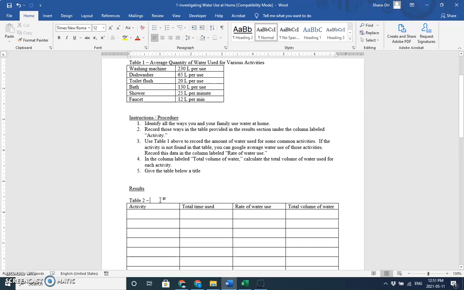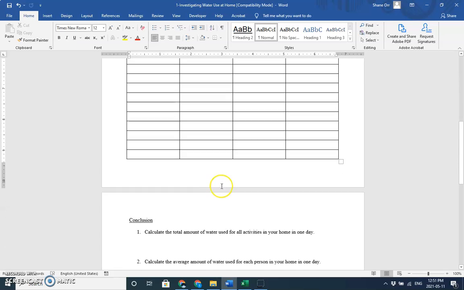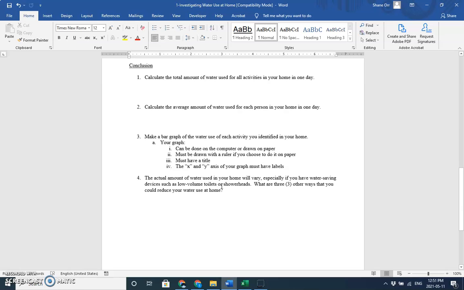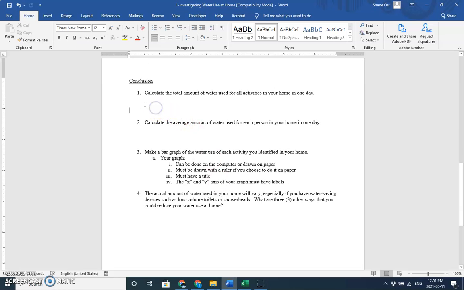And if you don't have a printer at home, you can always just copy this into a Google Doc and fill it in on a Google Doc and attach it that way as well if you'd like. And then down below here, I've got some conclusion questions that you need to fill in. So again, you can just put the answers here in the blanks provided and write them in, or if you'd like to type them in on a Google Doc, you can do that as well.